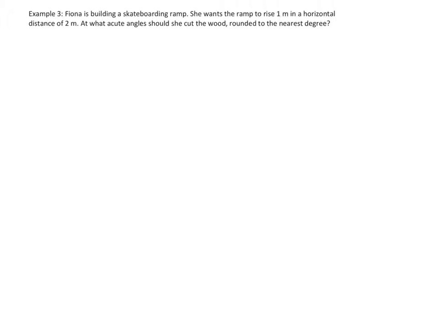Fiona is building a skateboard ramp. She wants the ramp to rise 1 meter vertically and have a horizontal distance of 2 meters. So there's her vertical distance, and there's her horizontal distance. We're going to keep this ramp nice and easy. We'll just make it look like that, just kind of finish it out. So there's our 1 meter, and there's the 2 meters.